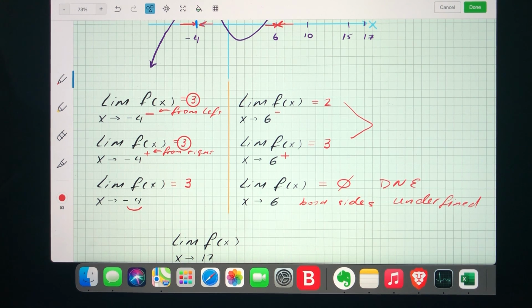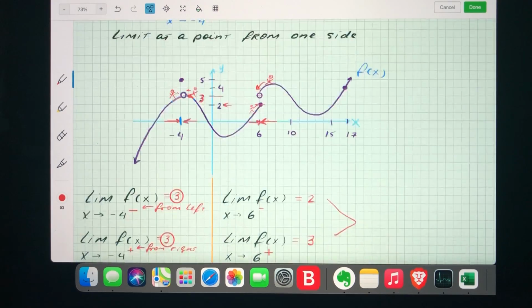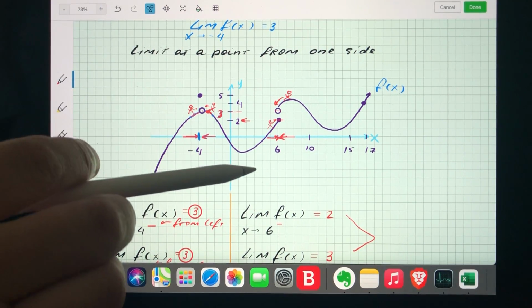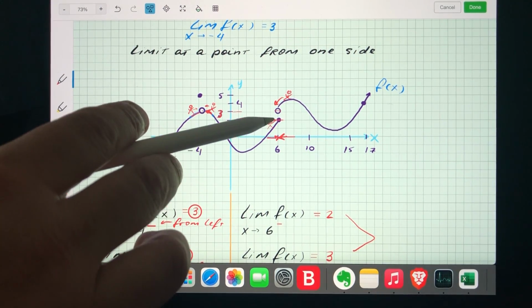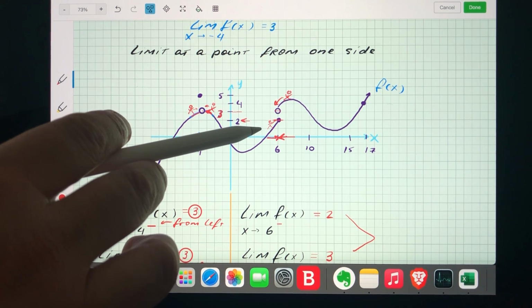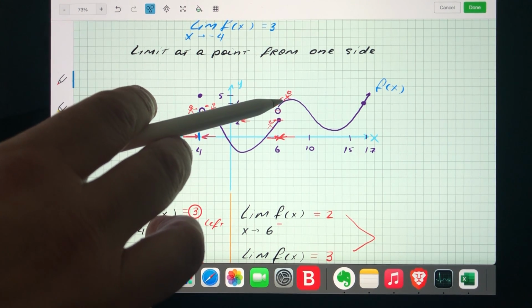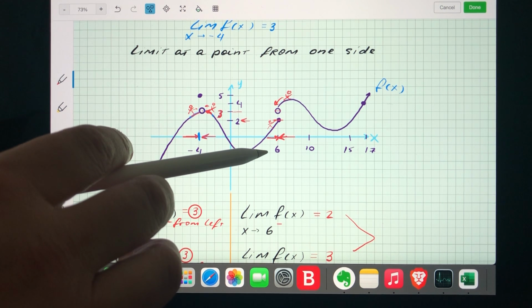So this symbol, 0 with a line through it, means undefined or does not exist. So our second example, limit as x goes to 6, from the left side it exists, from the right side it exists, but from both sides it does not exist.